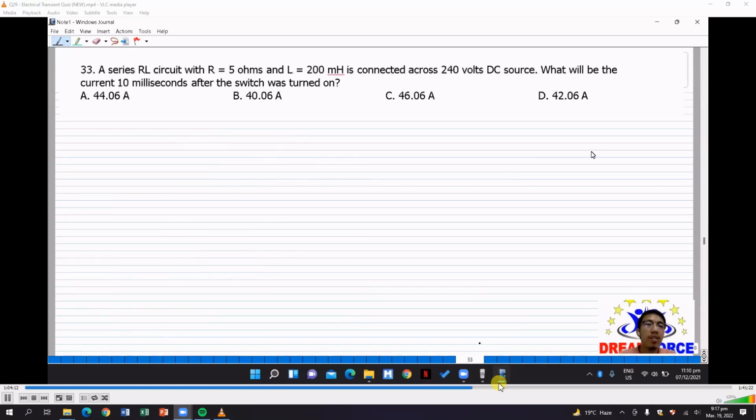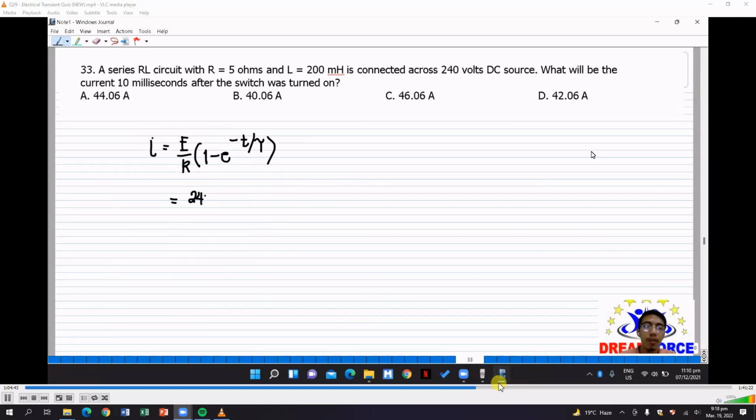Okay, 33. A series RL circuit with R equals 5 ohms and L equals 200 millihenry is connected across 240 volts DC source. What will be the current 10 milliseconds after the switch was turned on? So again, this is a series RL circuit. Ang hinahanap is the current. So use the formula pa rin, that is E over R, we have 1 minus E raised to negative T over tau.